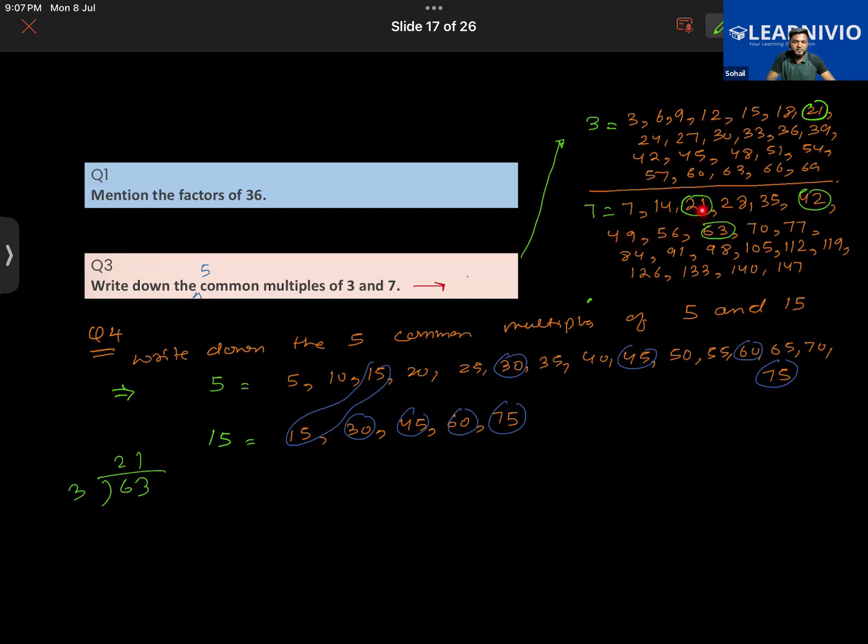Like 2 plus 1 was 3. It was divisible. The number 21 is divisible by 3. 4 plus 2 is 6. It is divisible by 3. 6 plus 3 is 9, divisible by 3. Okay, like that you can do this. 8 plus 4 is 12.